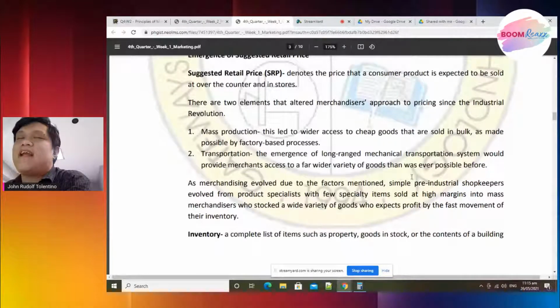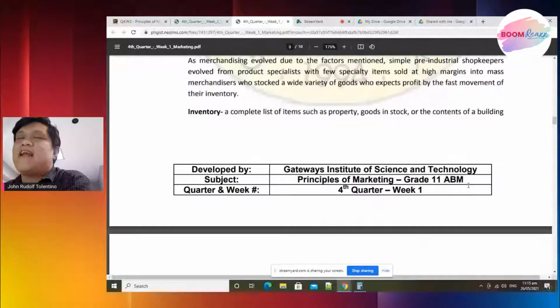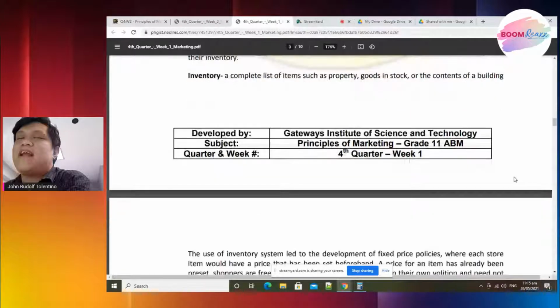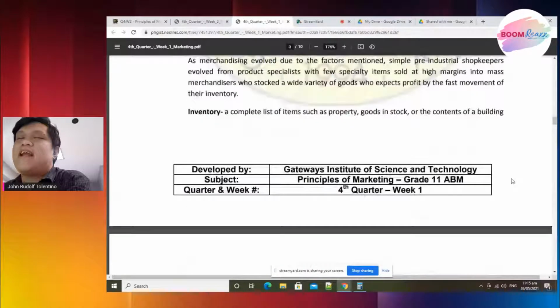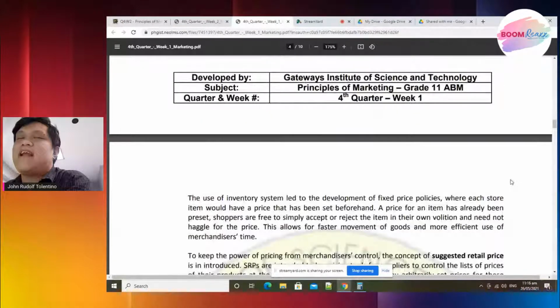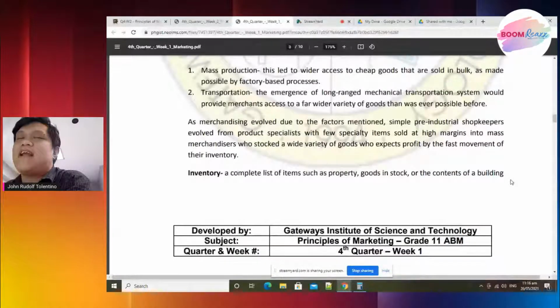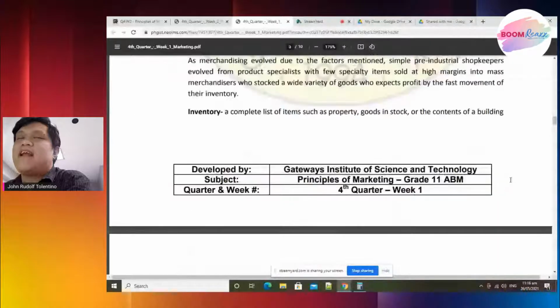Inventory is a complete list of items such as property, goods in stock, or contents of a building that are left in the operation. So yun yung idudugtong natin.